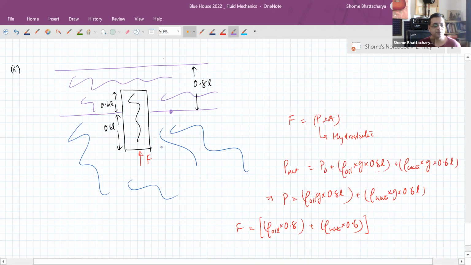We are not calculating the pressure difference now, no? We are calculating absolute pressure at this point. Following my point? Yes. So this is the absolute pressure. And this is the hydrostatic pressure, that is the pressure only because of the fluid, or the gauge pressure.